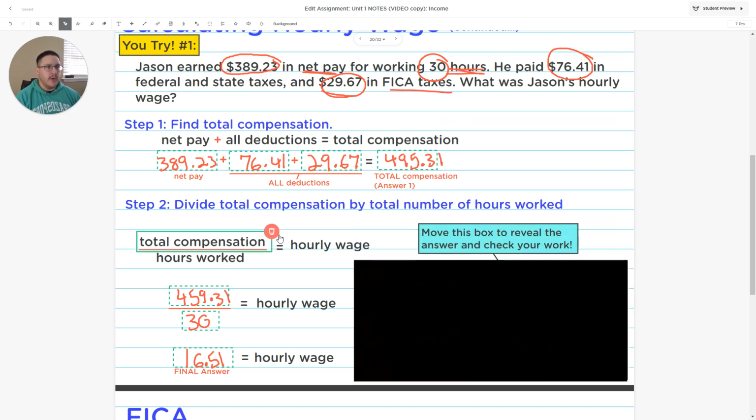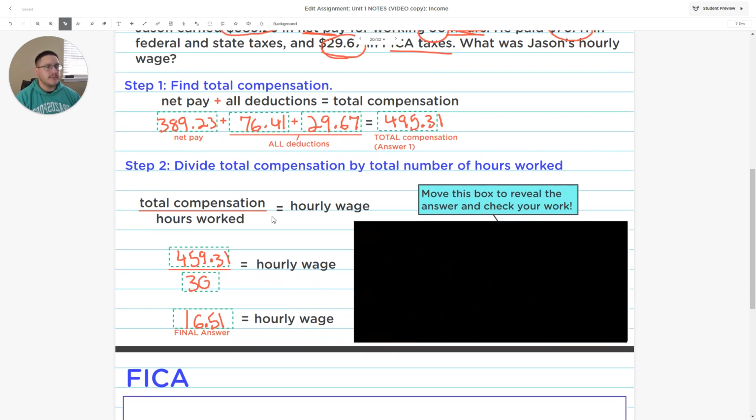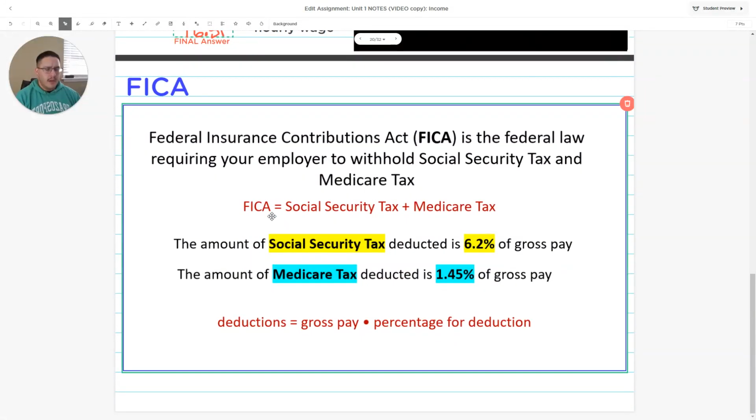That's it for you try number 1. FICA. This is an acronym. It stands for Federal Insurance Contributions Act. FICA is the federal law requiring your employer to withhold Social Security tax and Medicare tax. So FICA is both Social Security and Medicare added together.